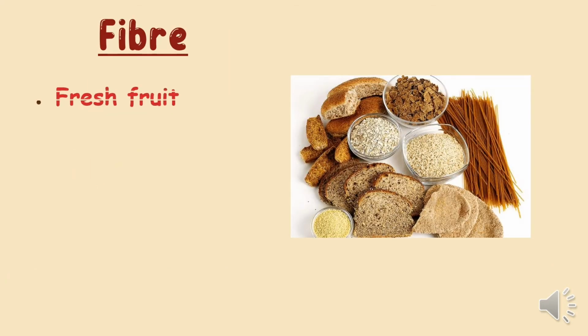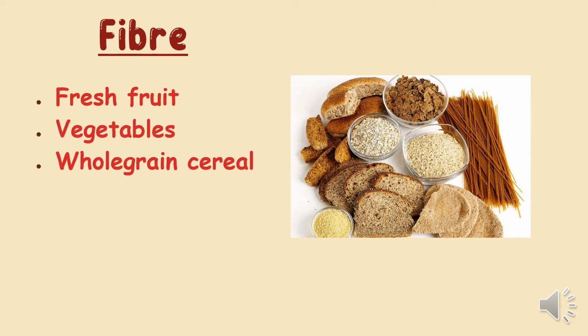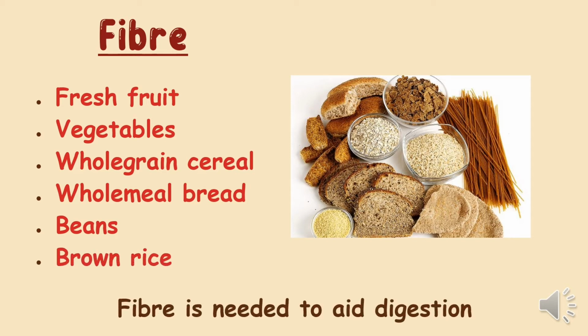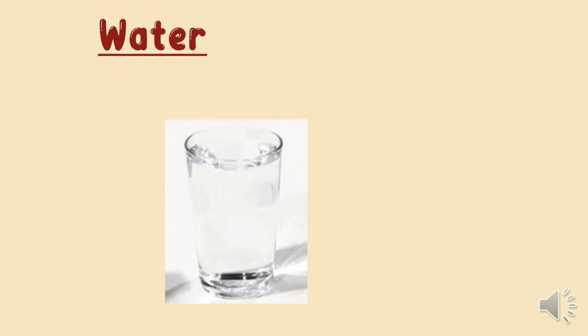And fiber is found in fruits, vegetables, whole grain cereals, wholemeal bread, in beans, and brown rice. It is needed for digestion. I told you that to move the food along through our body. Now, water is something which we did not mention before, but it's also important. We all know that, right? Water is also important.